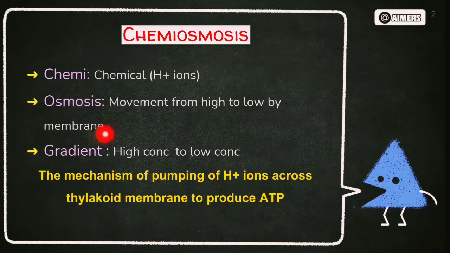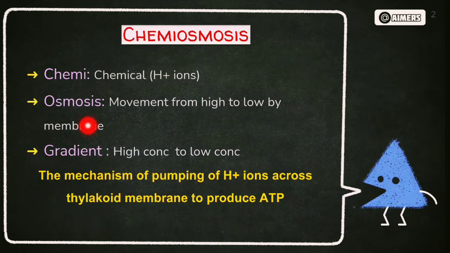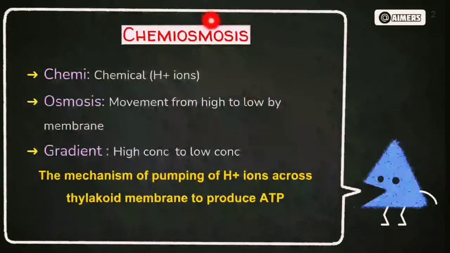Now there is one more term which has been mentioned in your book, which is gradient. Gradient means to set up a difference of concentrations. At one place there is high concentration and at another place there is low concentration. And whenever things move from high concentration to low concentration, like when electrons move from high energy level to low energy level, they emit energy. Similarly, when the H positive ions move from their high energy level to the low energy level, they will release an energy which will be used to make ATP. So this is the general concept about chemiosmosis.